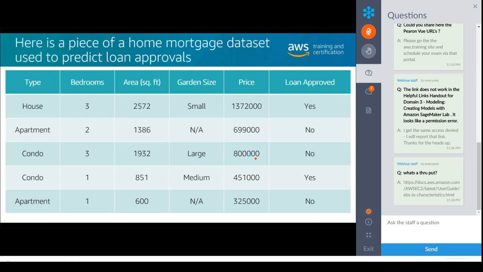So here is a piece of a home mortgage data set. It's used to predict whether or not you will be approved for a loan. This is our objective: to be able to predict whether or not you should be given a loan. And here are some actual instances. Here was a house that was 3 bedrooms, 2,500 square feet, garden size small, price was this, loan was approved, and so on. What's interesting about this is we don't have any information about the person who's taking the loan out.